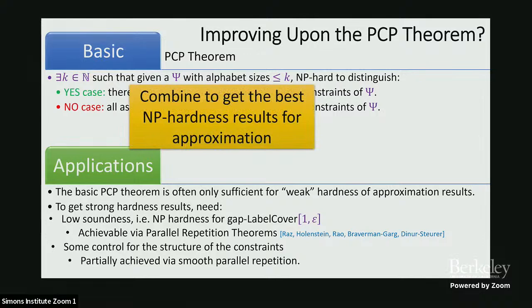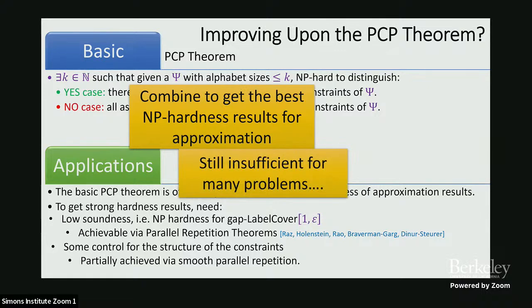And as is life, if you want to obtain the best results, you actually have to obtain both of these things simultaneously. And I already said we cannot do it in the best way. And indeed, because we cannot do it in the best possible way, this machinery is still insufficient for many problems. So for example, we saw the word vertex cover. This is one prominent problem where these sort of tools are not enough. And if you want to obtain tight results, you have to go even further.